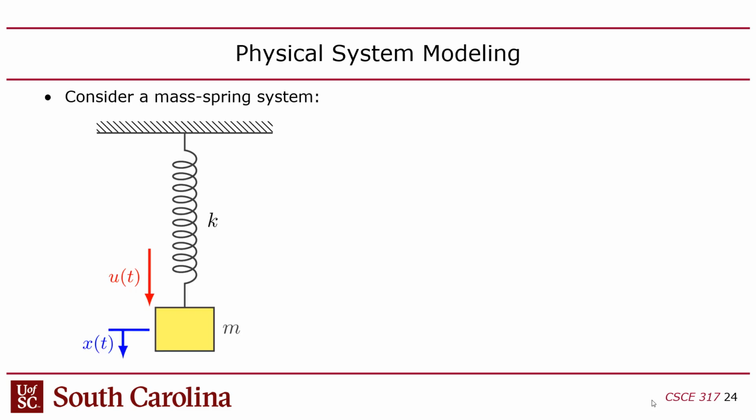Okay, so here's another example. This one's a little simpler, actually. This is a spring mass system. So let's say I have a mass that is connected to a ceiling or some kind of anchored point, right? And it's connected through a spring, right?